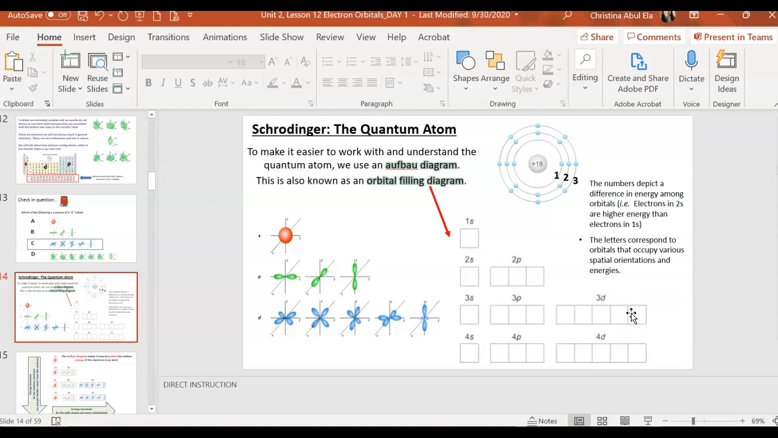If we were to show the f orbitals, they would start on the 4th floor. So we would have s's, p's, d's, and then the f's would be alongside of that. But again, we hardly look at those, so we're going to stop here for now. I'm going to flip to the next slide because I think it's a good picture.